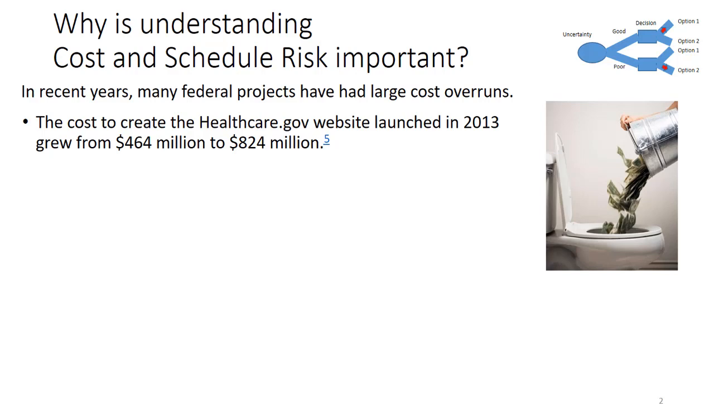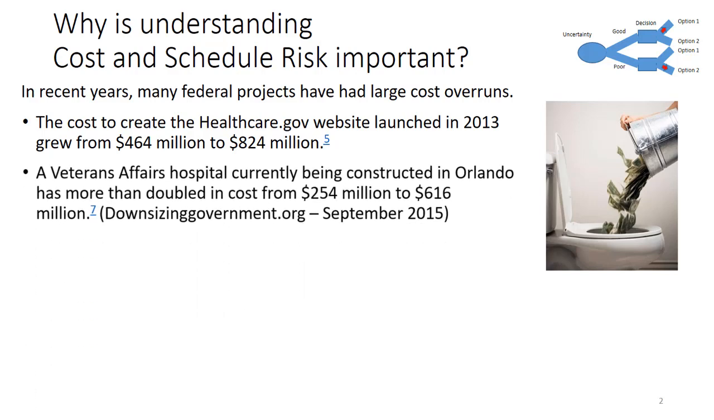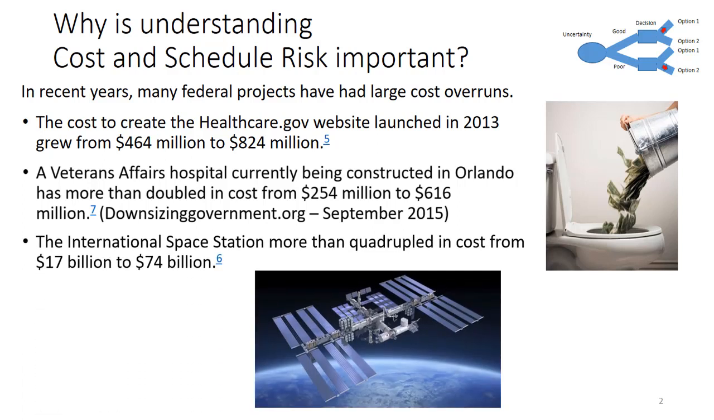In recent years, there's been several federal projects that have had large cost overruns. For example, the healthcare.gov website that was launched in 2013 grew from 464 million to 824 million. The Veteran Affairs Hospital currently being constructed in Orlando has more than doubled in cost from 254 to 616 million. And the International Space Station quadrupled in cost from 17 billion to 74 billion. There are other examples that I could give you from Chevron, but let's stop at those.